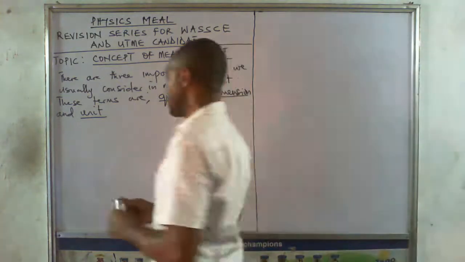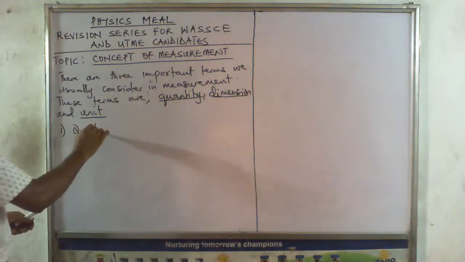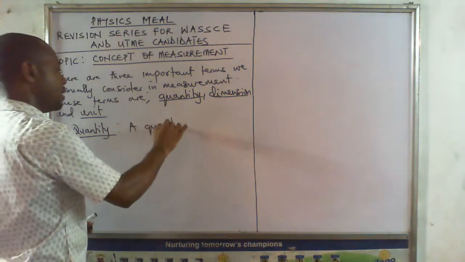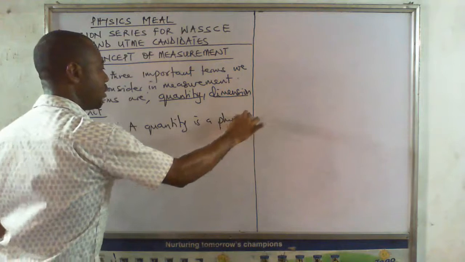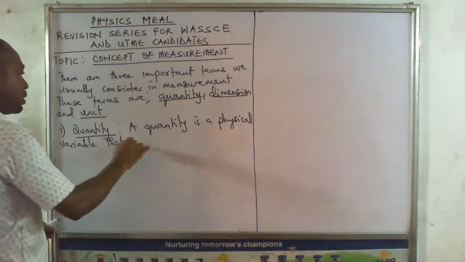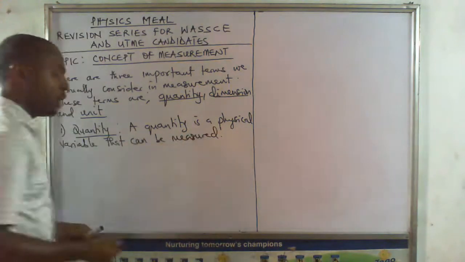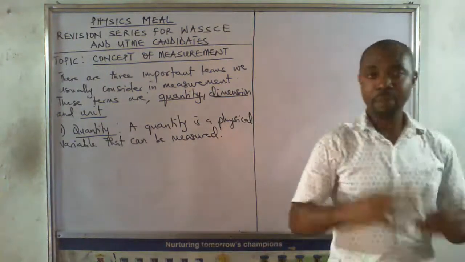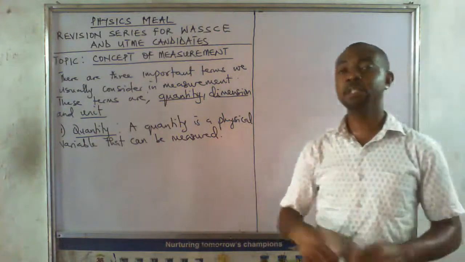So let's look at quantity. What exactly is a quantity? A quantity is a physical variable that can be measured. So any physical variable that is measurable is what? A quantity. Any parameter that can be measured is a quantity. So anything you can measure is a quantity.